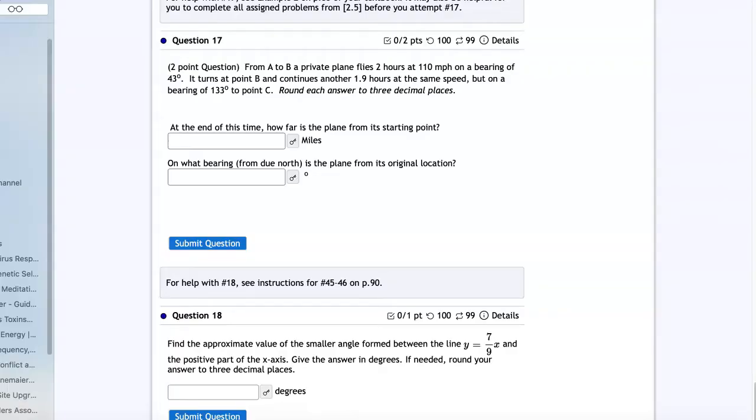Okay, so next let's take a look at question number 17 from my open math. From A to B, a private plane flies 2 hours at 110 miles per hour. That's a little easier to compute, right? That's 220 miles. On a bearing of 43 degrees. It turns at point B and continues another 1.9 hours at the same speed, but on a bearing of 133 degrees. So what I need to do is I need to start my diagram.